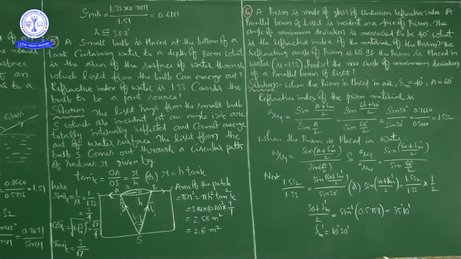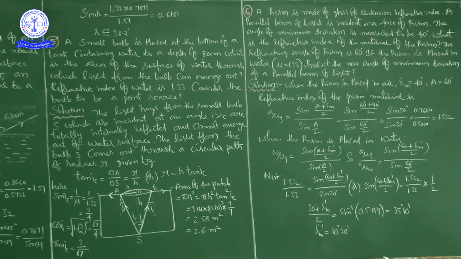I will repeat the problem once again, you just focus now. A prism is made of glass of unknown refractive index. A parallel beam of light is incident on a face of the prism. The angle of minimum deviation is measured to be 40 degrees. What is the refractive index of the material of the prism? That we have to find. Next, the refracting angle of the prism is 60 degrees.